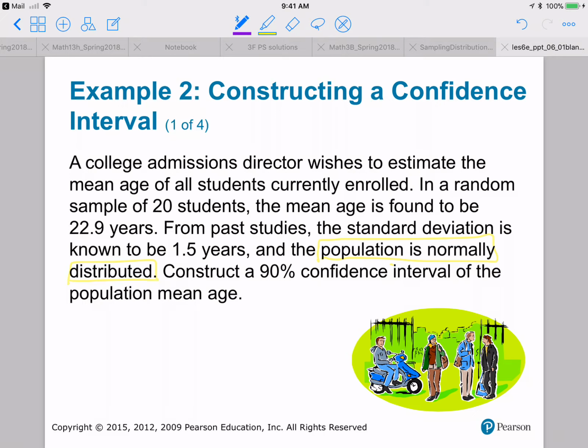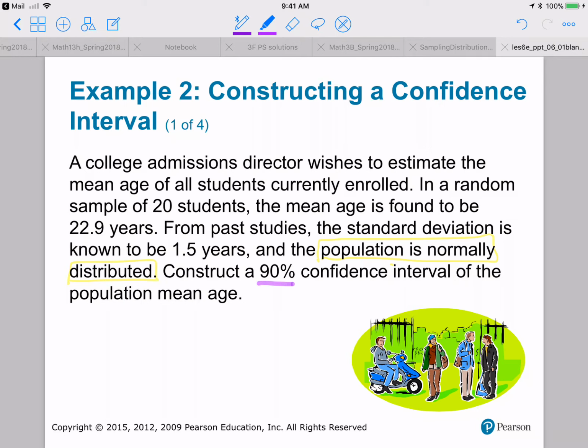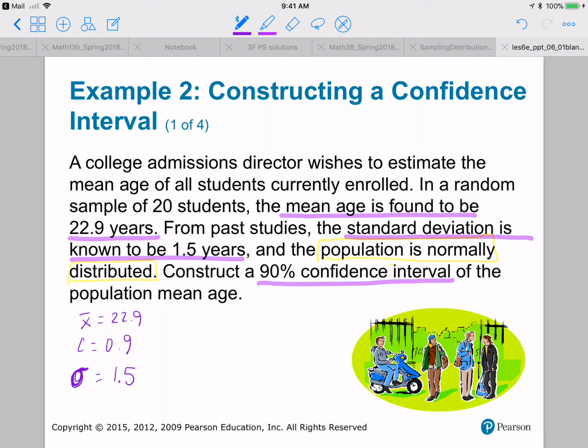So what is the information we've been given? Well, we've been given that C is equal to 0.9. We're also told that the standard deviation is known to be 1.5 years. So that means sigma is 1.5. Now notice this is sigma is 1.5, not S is 1.5. So we're given the population standard deviation and the mean age of the sample. So the sample mean is 22.9. So X bar is 22.9. And the last bit of information that we're told is that N is equal to 20.